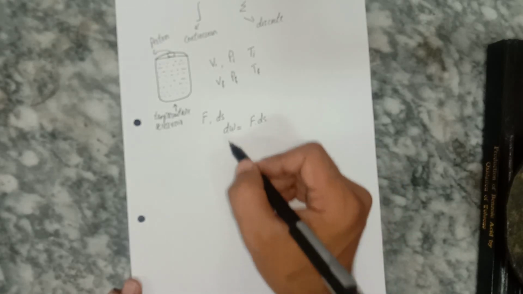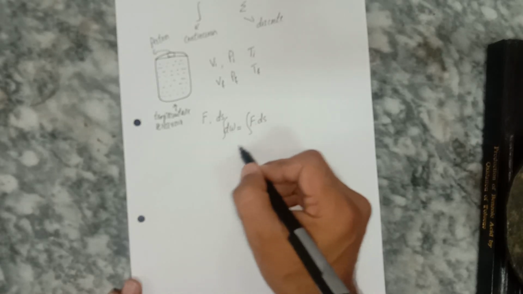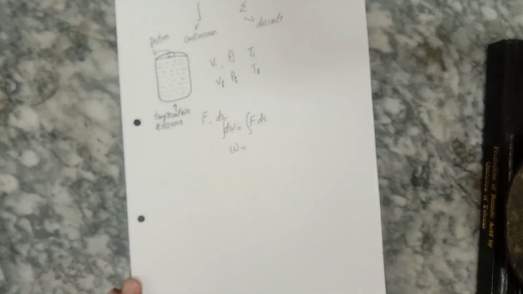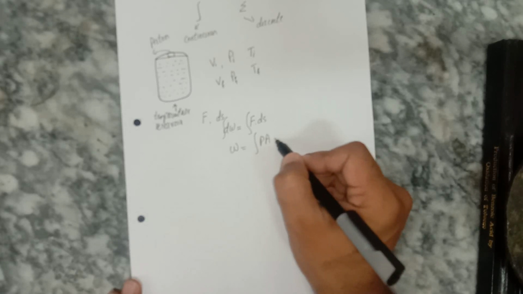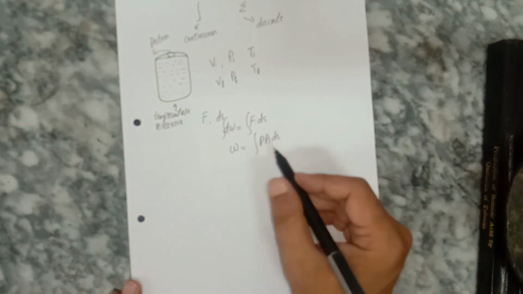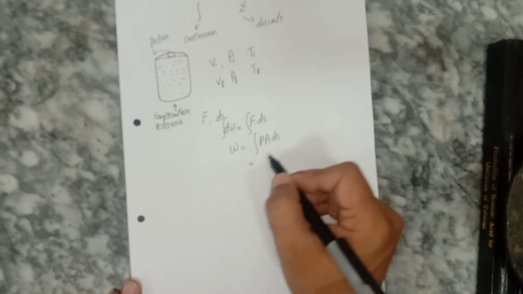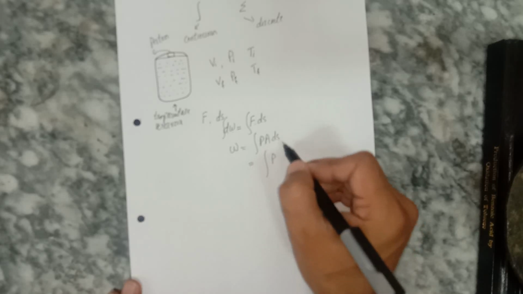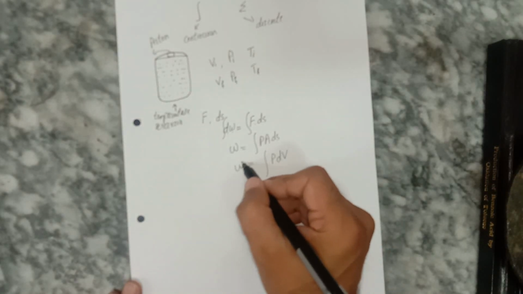So if I integrate both the sides, dW integrates to work, and that F is basically pressure times the area. Now this area times some displacement would represent a change in volume. So this would be pressure times A dot ds, which represents a differential change in volume as the piston moves upward. So the work done appears like this.